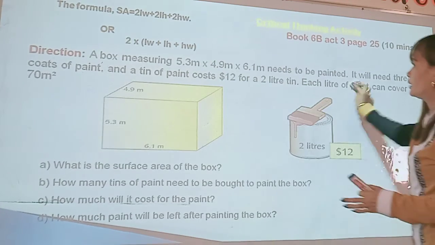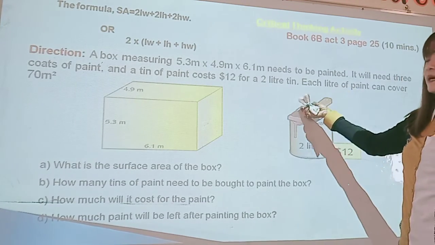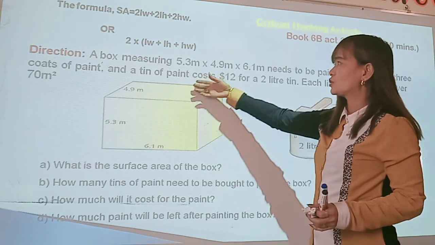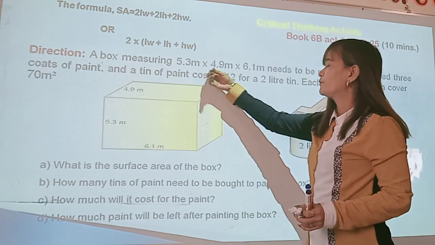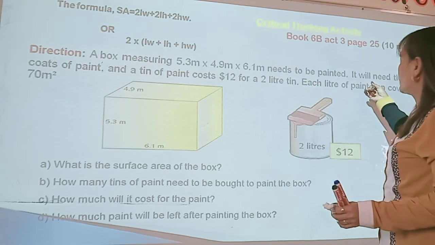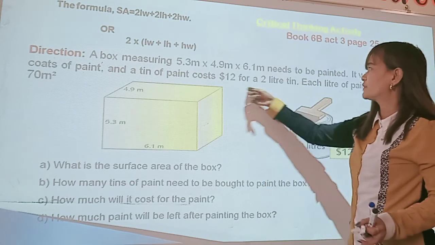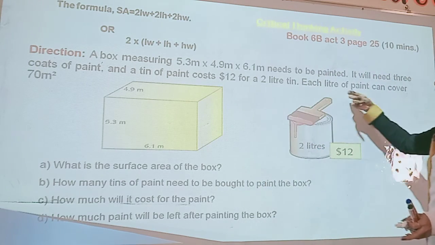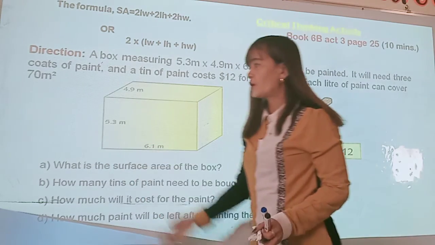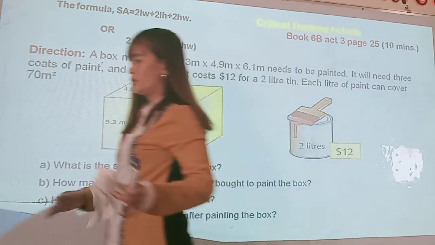Okay class, if you don't have any question, please try to answer this critical thinking question in your mathematics activity notebook. The direction is: a box measuring 5.3 meter by 4.9 meter by 6.1 meter needs to be painted. It will be given 3 coats of paint, and a tin of paint costs $12 for a 2-liter tin. Each liter of paint can cover 70 meters squared. Class, I want you to answer this one in your mathematics activity notebook.